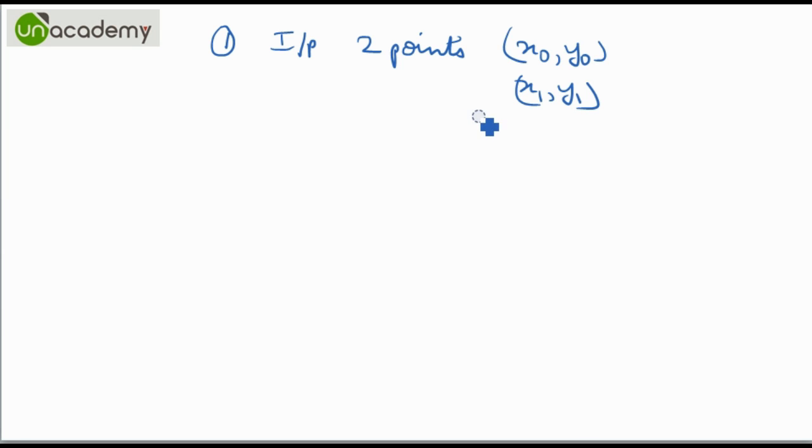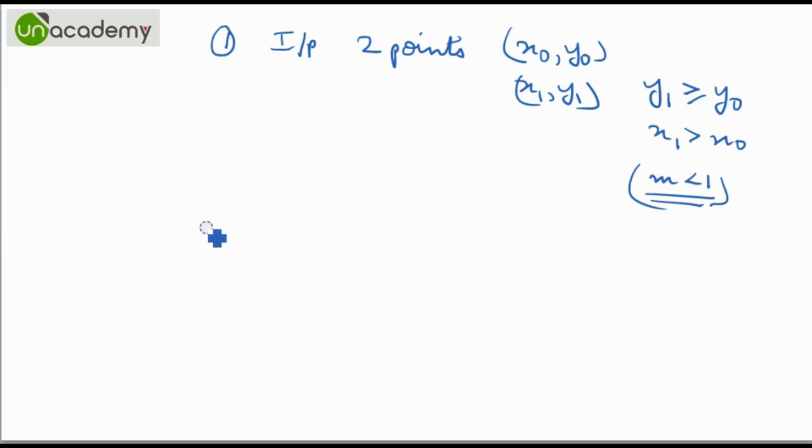Now let us state everything that we have learned so far formally in the form of an algorithm. This algorithm in the first step takes input 2 points, their coordinates x0, y0 and x1, y1, where y1 should be greater than equals to y0 and x1 should be greater than x0 to make the slope less than 1. Secondly, we plot the point x0, y0.